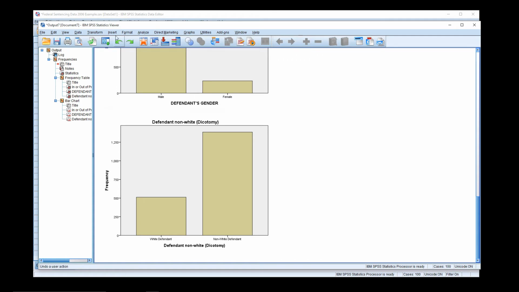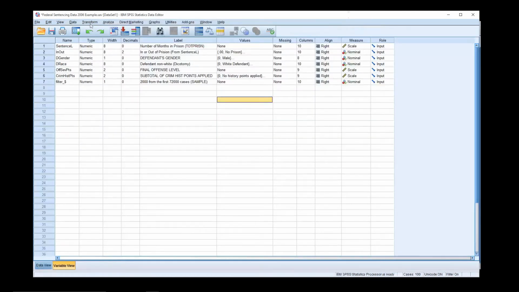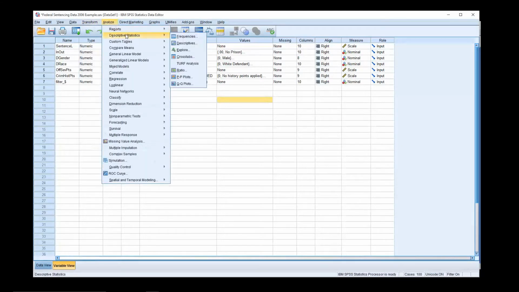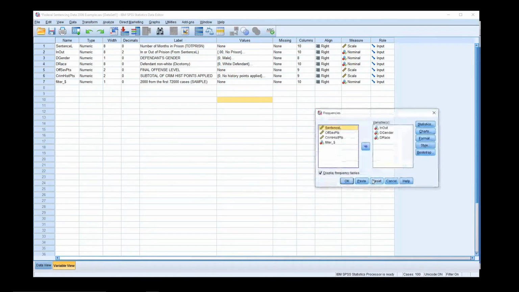Okay, so now that we've got a good feel for that, we know what our data says. Now let's look at the rest of the data, the other 3 variables that we didn't look at. So let's go over to frequencies. I'm just going to reset this because we're going to get the other variables now. Sentence length, offense history, and criminal history points. I'm going to pull those over.